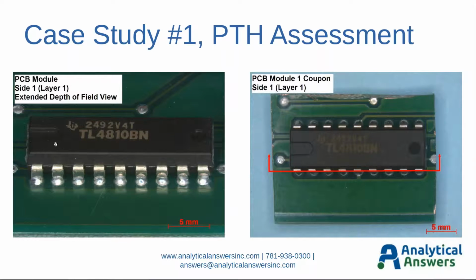Here on the left-hand side we have an extended depth of field oblique view of just the component of interest. And on the right-hand side, we have the coupon after I've extracted it from the PCB. So this is quite important. We want to make sure that we're at least several millimeters away from the region of interest here. If we were too close to the region of interest, we may induce defects that are not intrinsic to the PCB module.